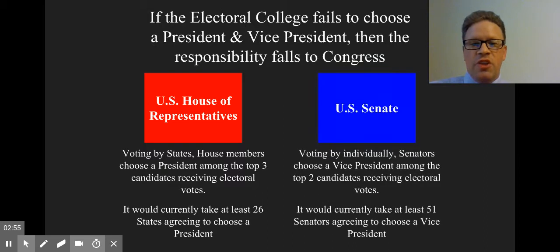And the Senate, where they all vote individually, chooses a vice president among the top 2 candidates. So if you come in 3rd place, you have a chance to be president, but you actually have no chance to be vice president because, reasons. Should point out, if for some reason there's a tie in the Senate, the vice president can actually break that tie if necessary.